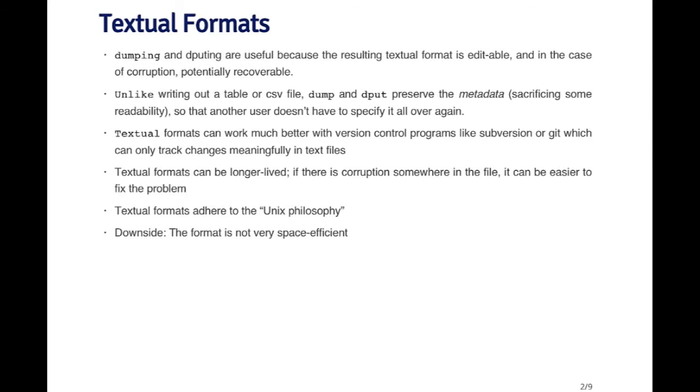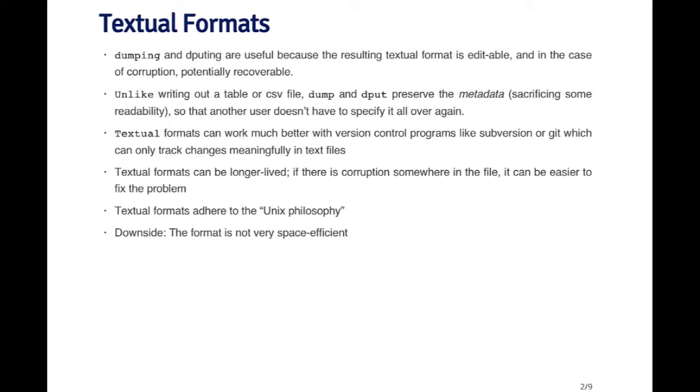There are other types of formats that you can save data in beyond the tabular format, beyond the CSV file or text file. These are also textual formats, but they're a little bit different from the tabular data that we've talked about before. The two main functions for writing out data are dump and dput. The idea behind these formats is that they're text formats, but they are not formatted like a table, because they contain a little bit more metadata, so data about, for example, the type of the data in each object.